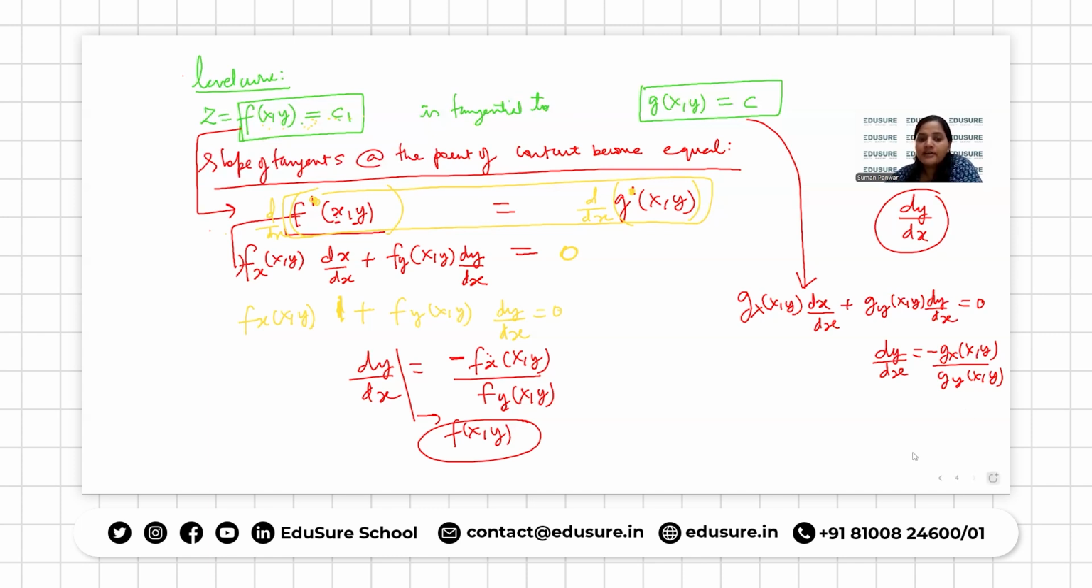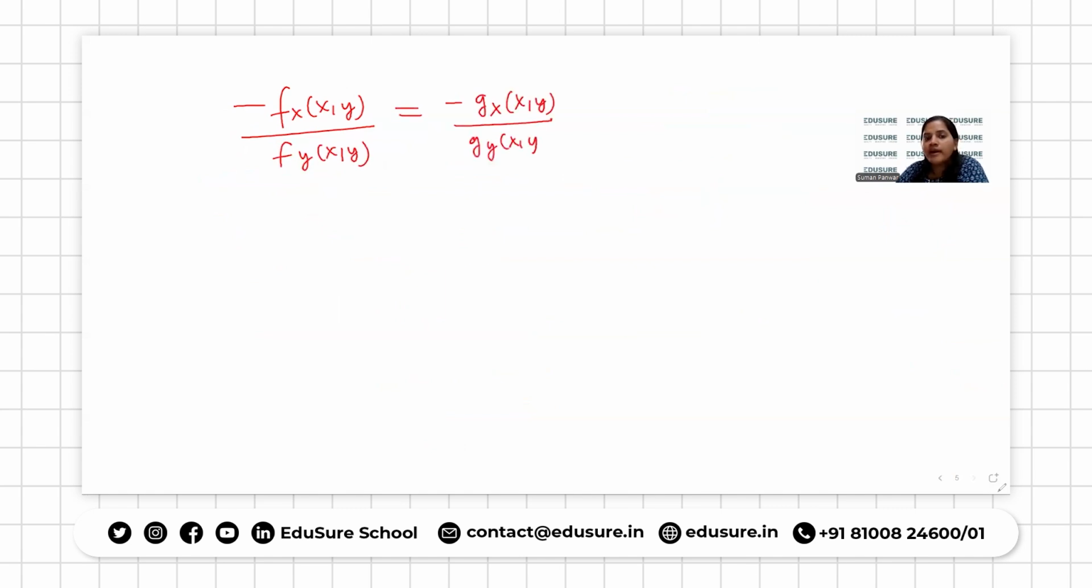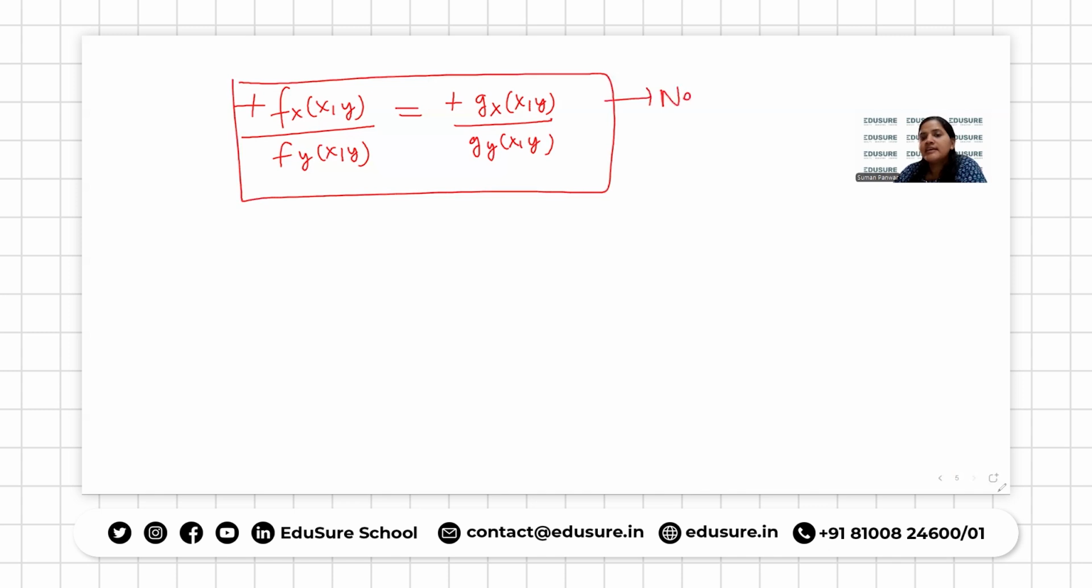So now we will equate both these derivatives. What is the condition that we have got? The condition is minus fx(x,y) divided by fy(x,y) should be equal to minus gx(x,y) divided by gy(x,y). Okay. So basically, this is our necessary condition for optimal value.